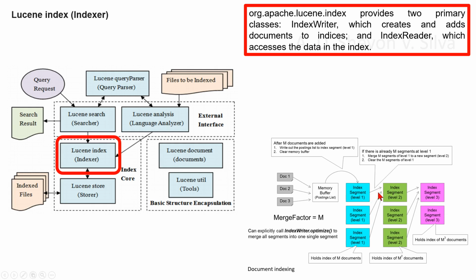Here you can see merge factor equals m, and you can explicitly call IndexWriter.optimize to merge all segments into one single segment. Here you can see doc1, doc2, doc3 connected to the memory buffer posting list. After m documents are added, write out the posting list to the index segment here, level 1, and clear the memory buffer.